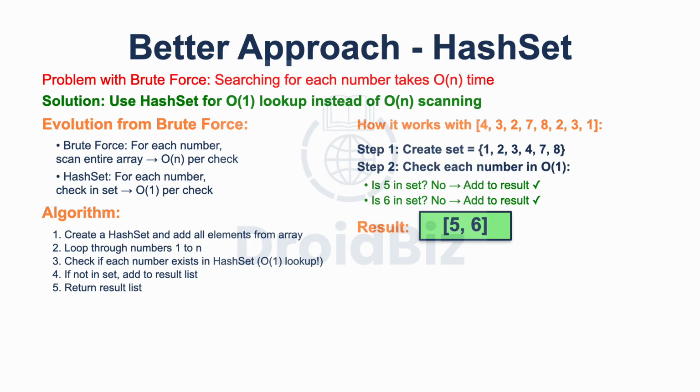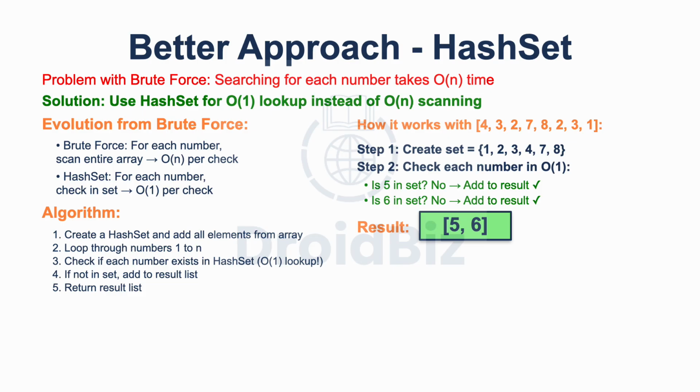First, let's understand the problem with brute force. Searching for each number takes big O of n time, which makes it inefficient. The solution is to use a hash set for big O of 1 lookup instead of big O of n scanning. Here's the evolution from brute force. In the brute force approach, for each number, we scan the entire array, which takes big O of n per check. With the hash set approach, for each number, we check in the set, which takes big O of 1 per check. This is a huge improvement.